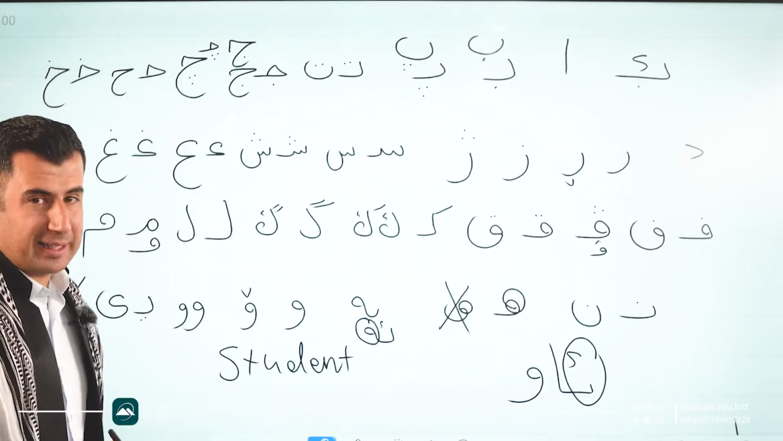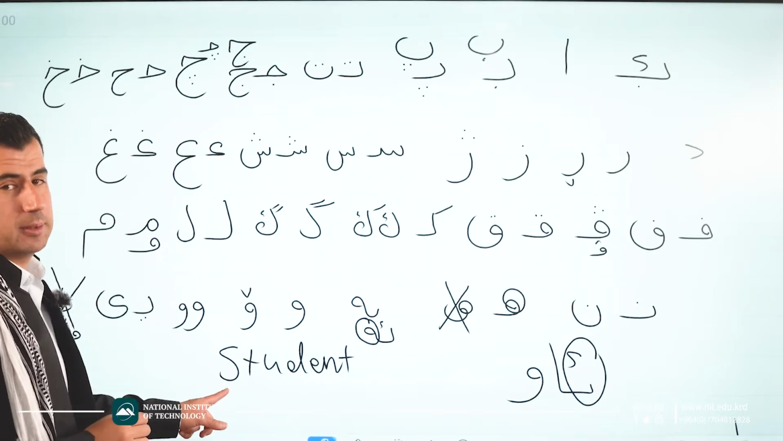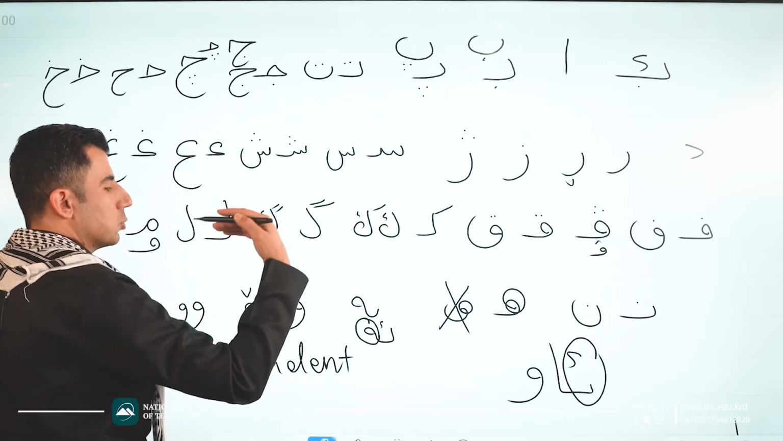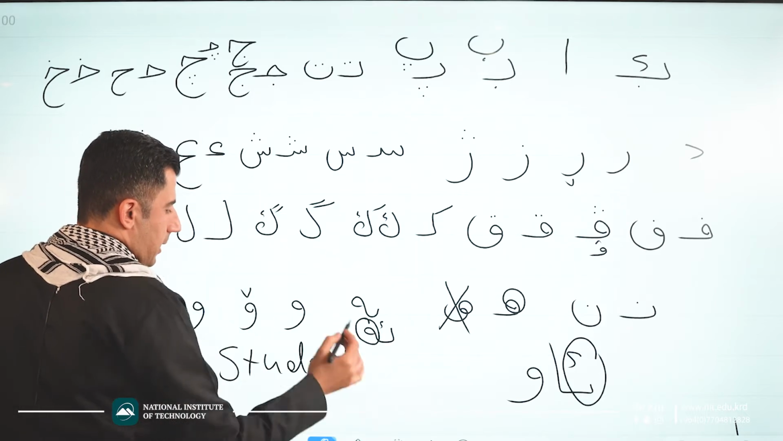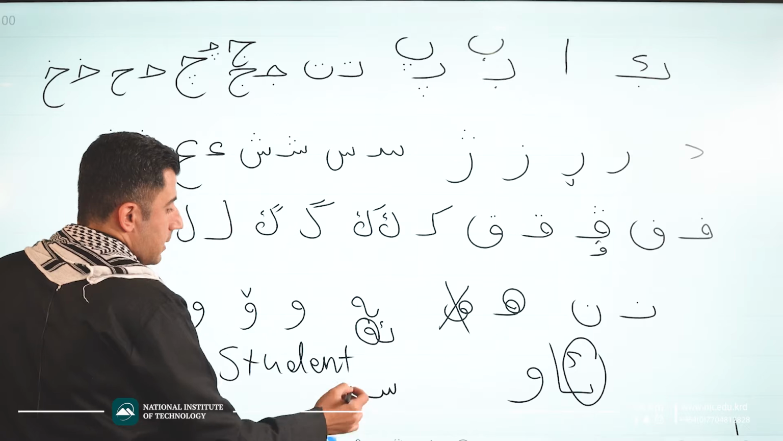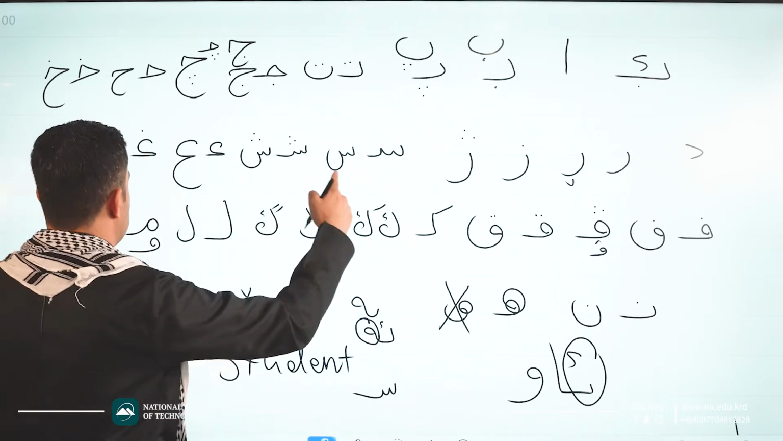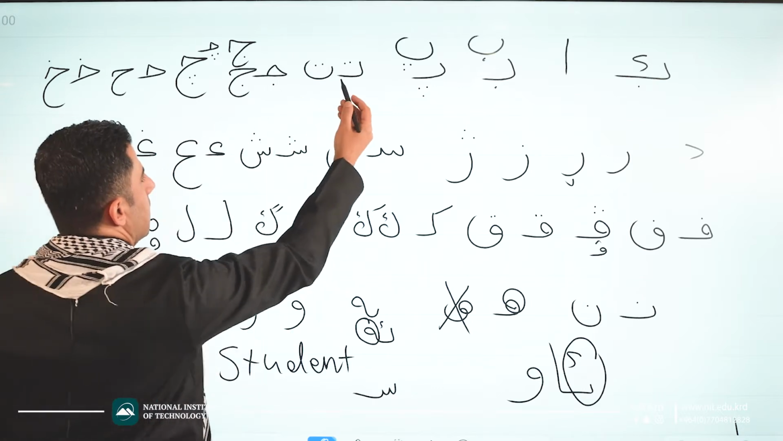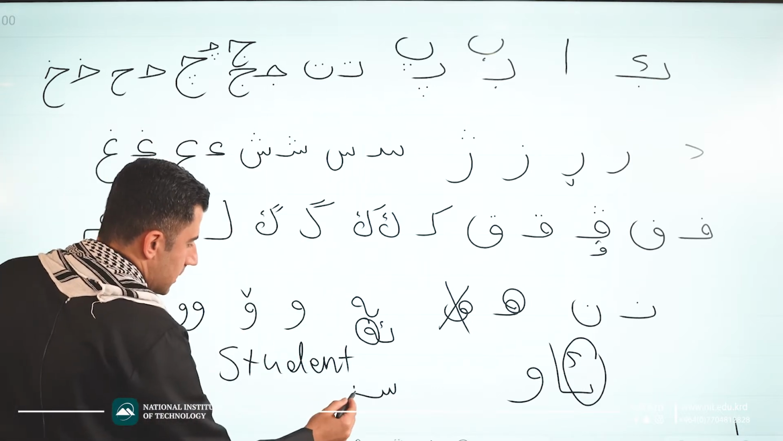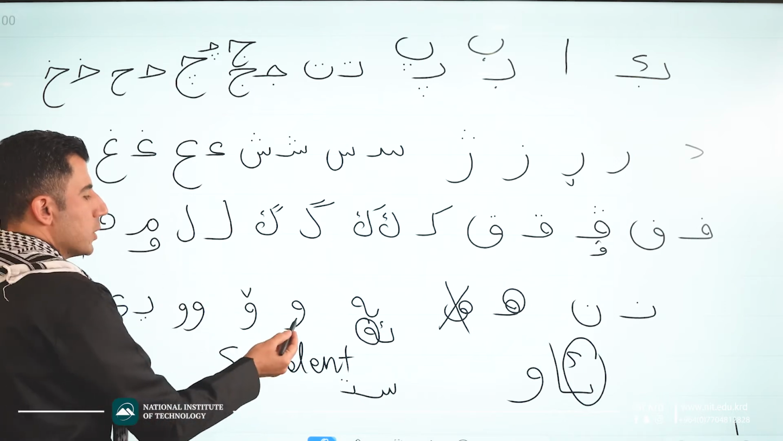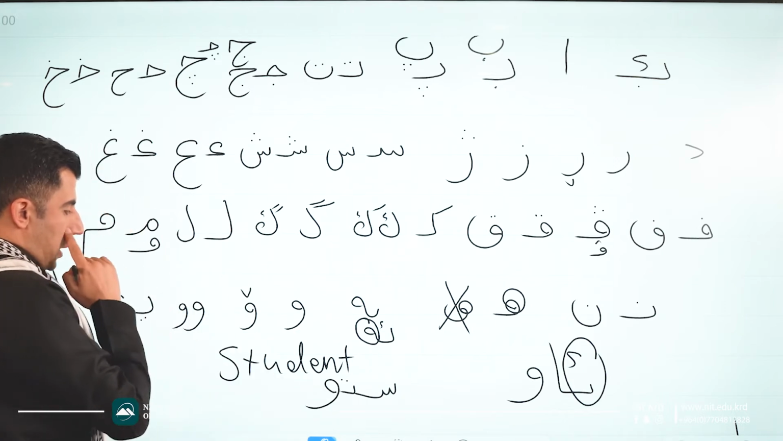How to write down in Kurdish? This is s. Where is s? It's here. We say that we have to write down from the right side. This is s, at the beginning. Then t. Let's find t. Where is t? It's here, still in the middle. S, t. Good. Then wu. Wu is here. Stu. Okay.